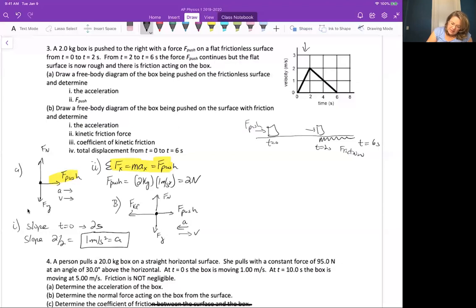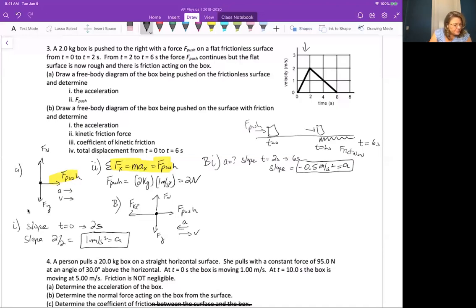All right, B I. This is B I. I want to know the acceleration. I'm going to find the slope between t equals 2 seconds and 6 seconds. And I find the slope to be negative 2 over 4, negative 0.5 meters per second squared equals the acceleration at that time.